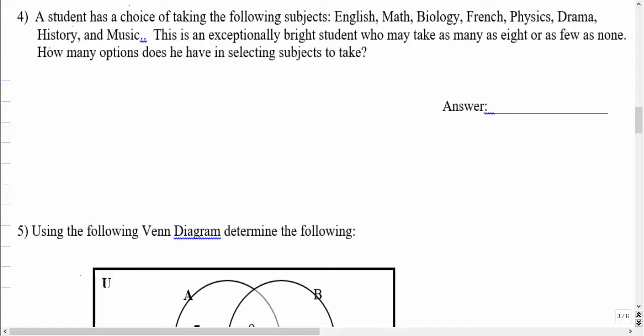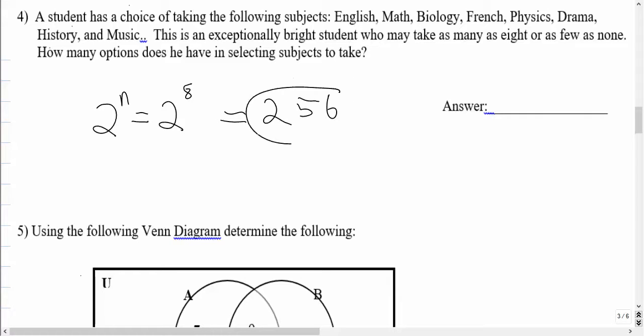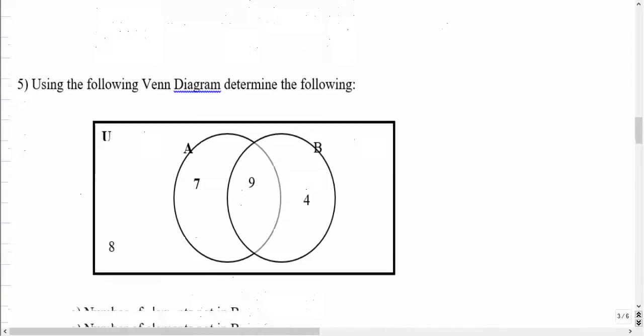Anyway, again, I have 2 to the n, which is 2 to the 8th number of subsets of this set here. 1, 2, 3, 4, 5, 6, 7, 8. So 2 to the 8th is my answer. And 2 to the 8th should be 256 if I'm correct, okay? So there's my answer. Moving on.